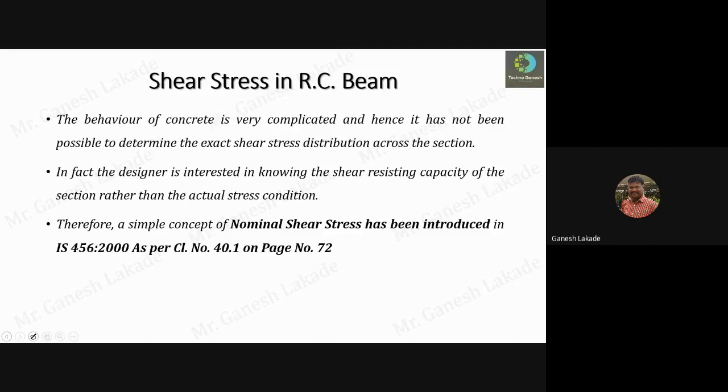Page number 72. Rahul Chavan. Yes, sir. Page number 72, IS 456, have you opened it? Yes sir, opened. Read clause number 40.1 and tell what is given in it.